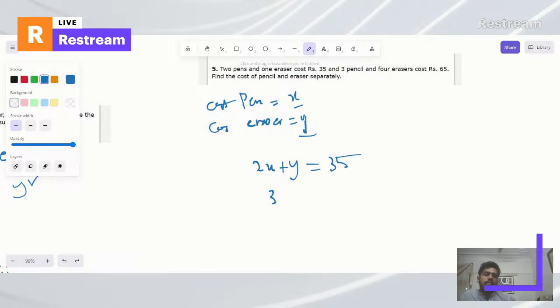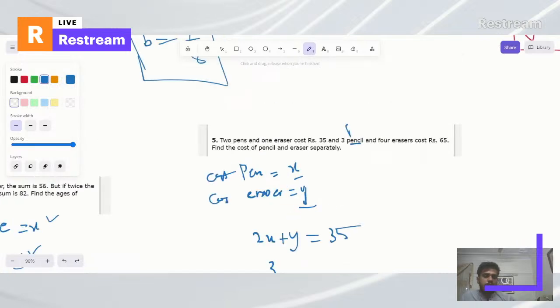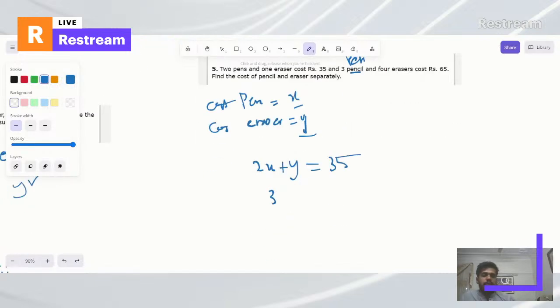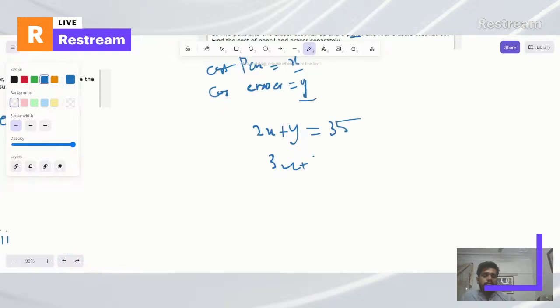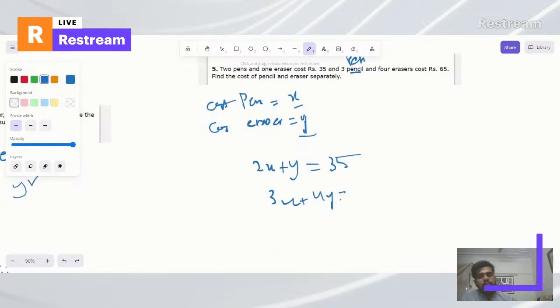So now, I have pencils, right? So this is a typo. It's supposed to be pen. It's not pencil, right? So three pens plus four erasers, so 3x plus 4y equals 65, right?